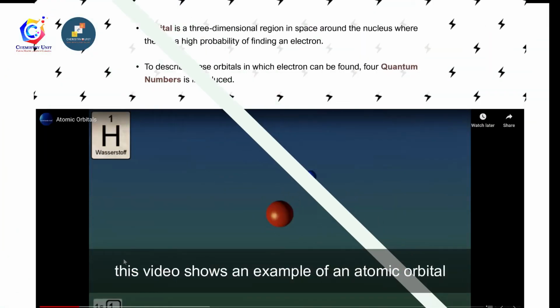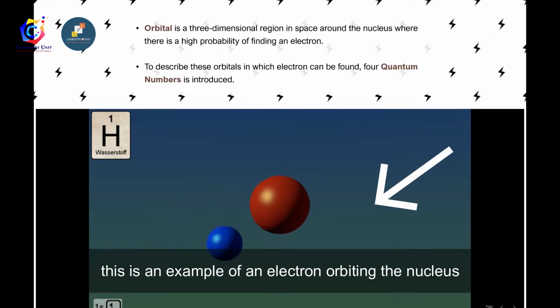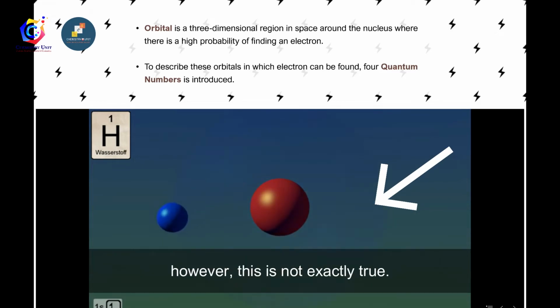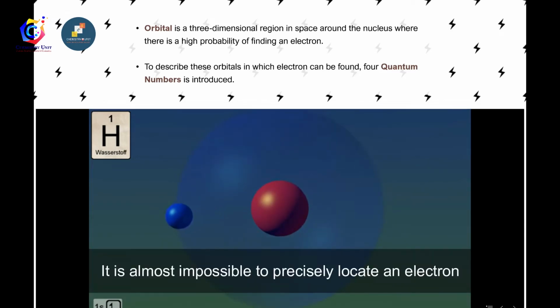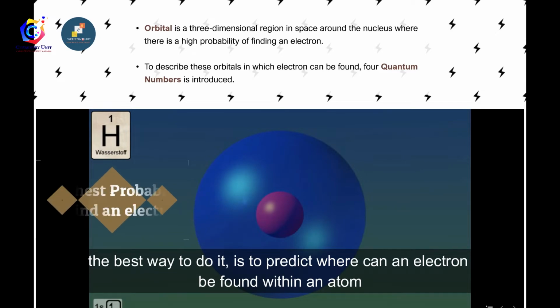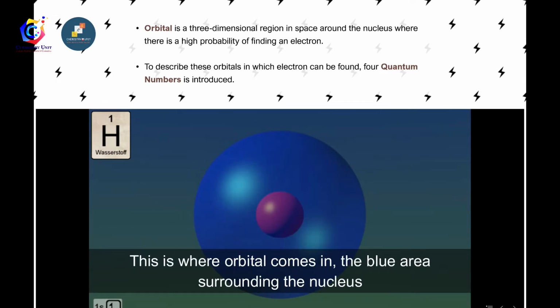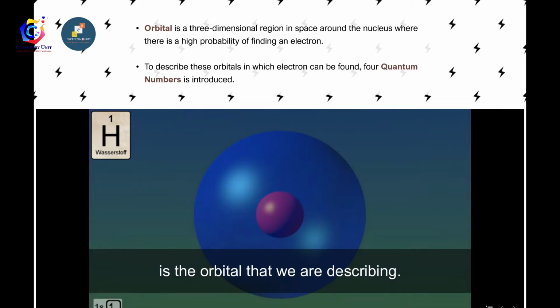This video shows an example of an atomic orbital. This is an example of an electron orbiting the nucleus. However, this is not exactly the truth. It is almost impossible to precisely locate an electron. The best way to do it is to predict where an electron can be found within an atom. This is where the orbital comes in. The blue areas around the nucleus are the orbital that we are describing.